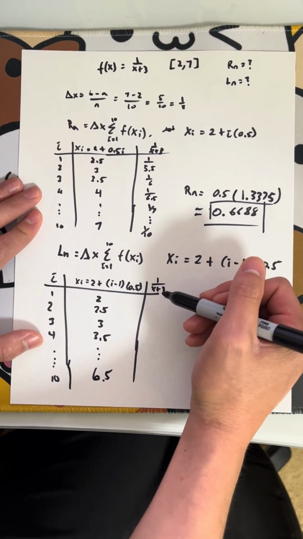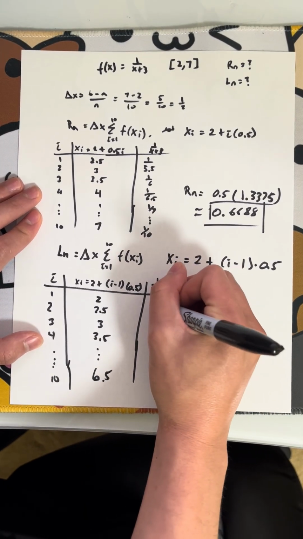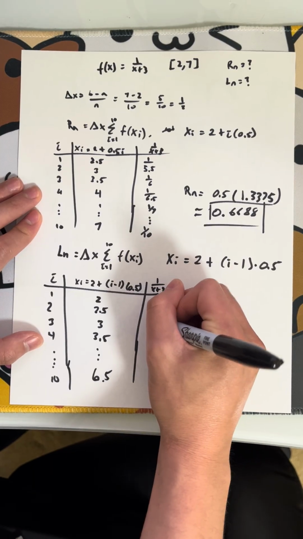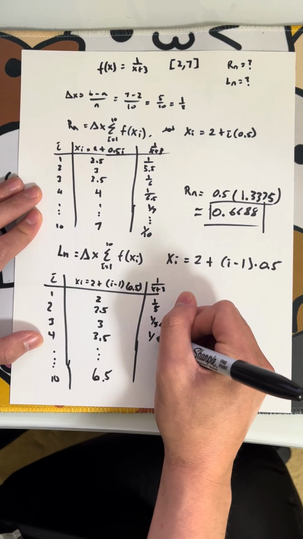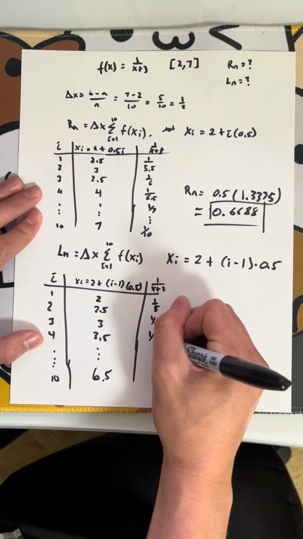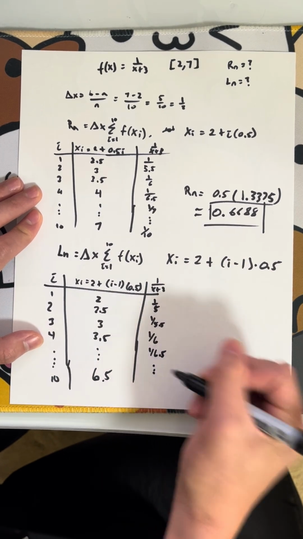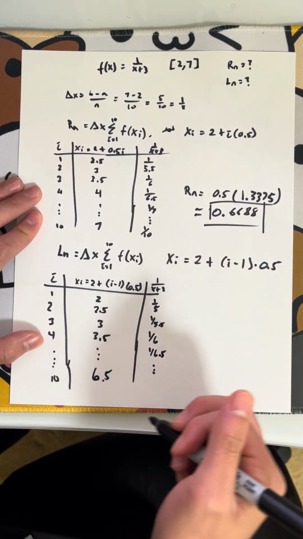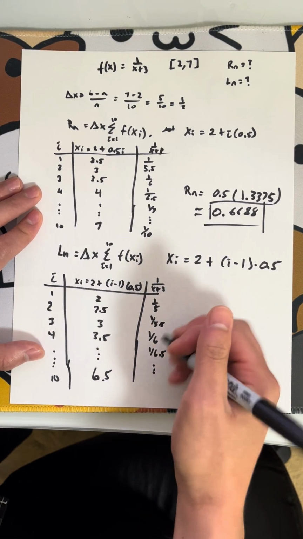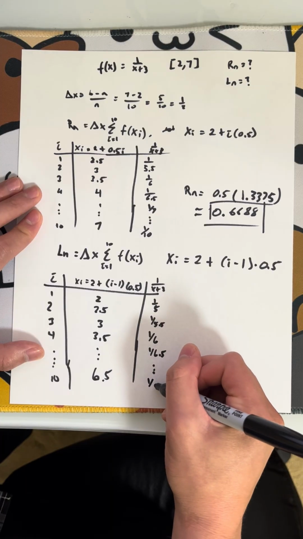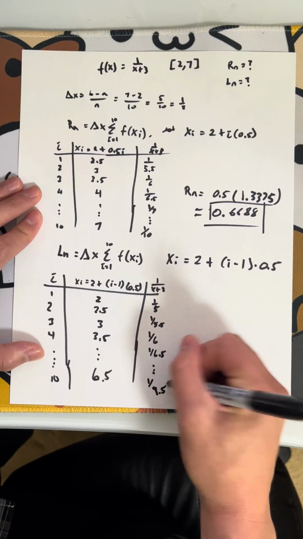1 over 2 plus 3, 1 over 5, 1 over 5.5, then 1 over 6, 1 over 6.5, and then all the way to 10, which will be 1 over 9.5. Oh, no, my bad, I'm wrong, it's not 1 over 9.5.